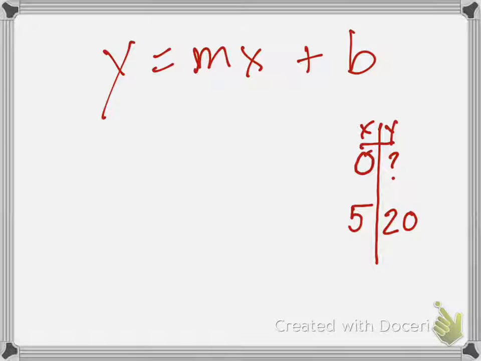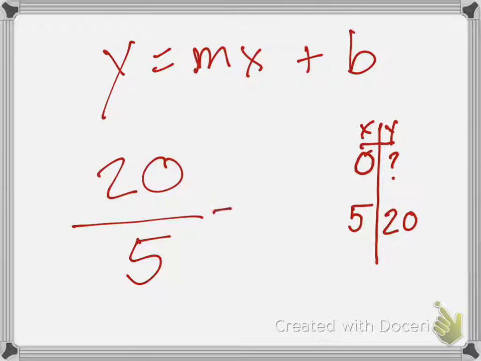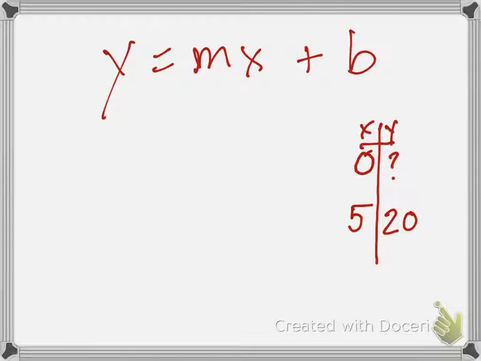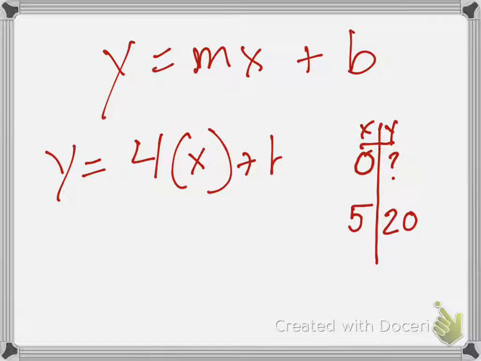So first, how do we find the slope? What's the slope of this formula? The slope is not 5. We put y over x, rise over run. So what is it? 20 over 5. That simplifies to 4 over 1, so just 4. So now our new equation looks like y equals 4x plus b.